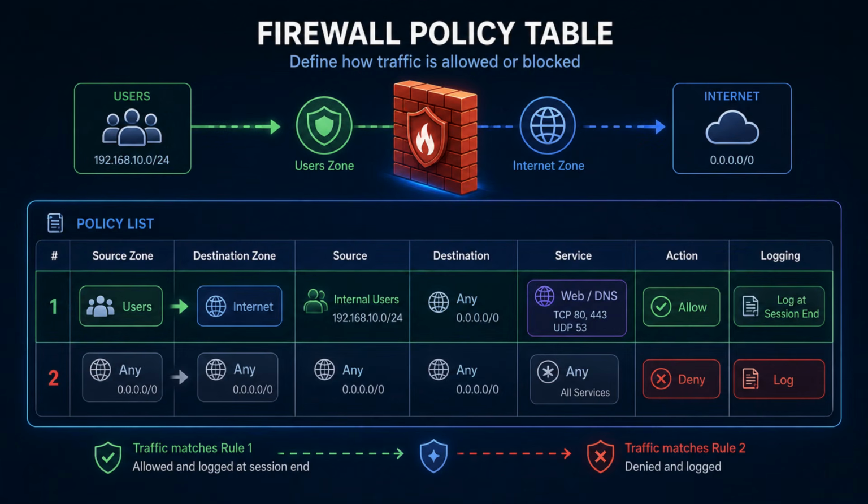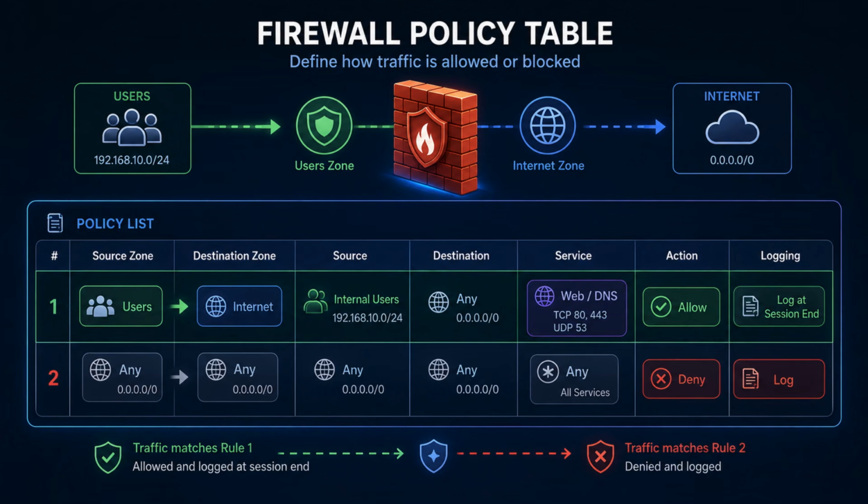A firewall policy is a rule that tells the firewall how to handle matching traffic. A policy may evaluate several criteria. Common examples include source zone, destination zone, source address, destination address, user identity, application, service or port, time schedule, and security profile requirements. Let's use a simple example.